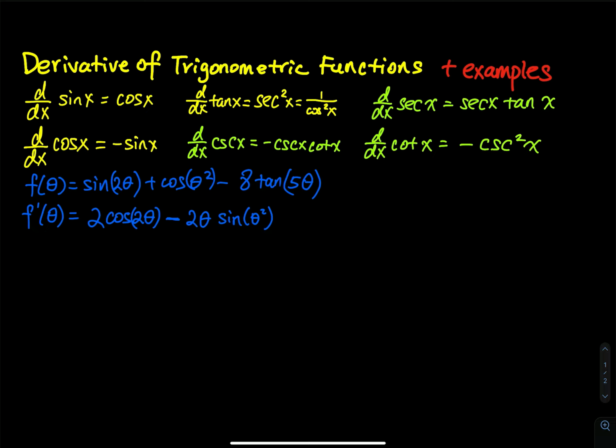And then the derivative of tangent is secant squared. So minus 8 times secant squared 5 theta. What else? And then the derivative of 5 theta, which is equal to 5. So this one you can just erase the 8 and the 5 and then just put a 40 in there. All right, so that's the first one.